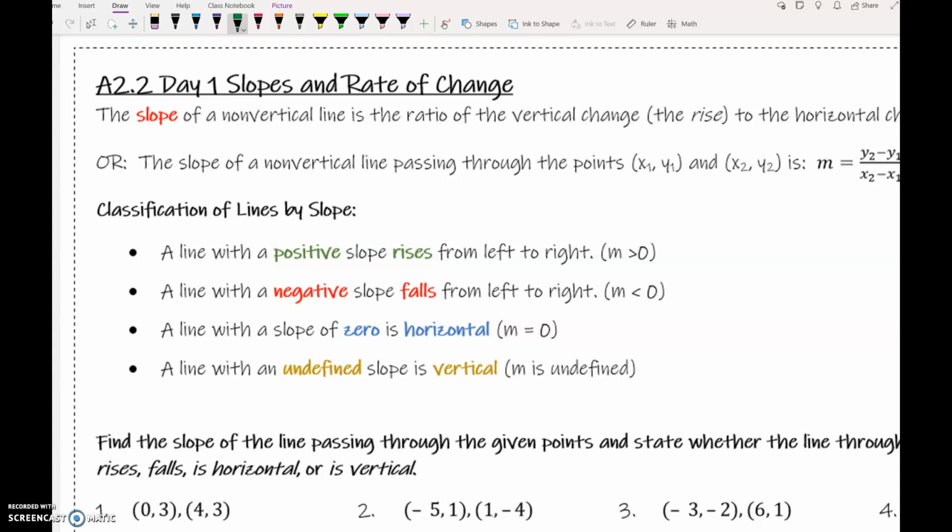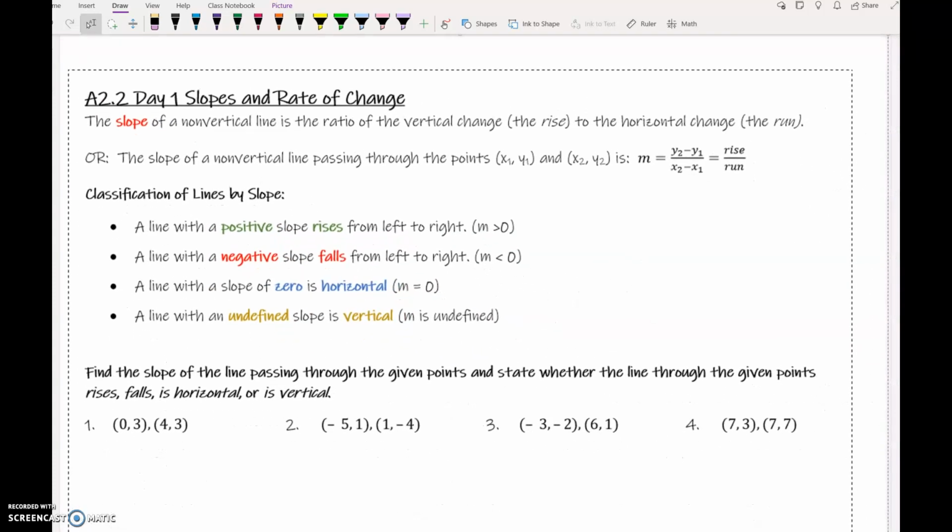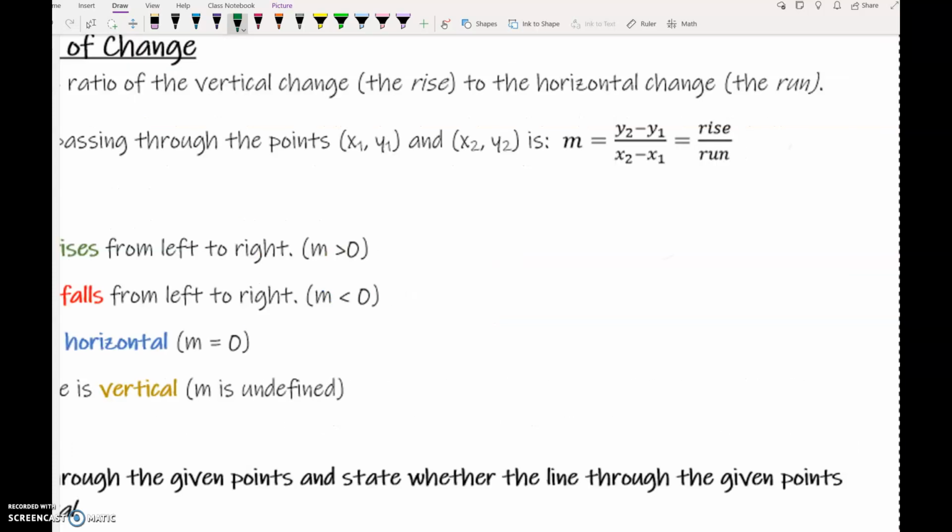Today we are talking about slope and rate of change. Slope is rise over run. Have you guys heard that multiple times in your life? Slope is also denoted by the letter m. So when you see y equals mx plus b, m is your slope. It's the rise over run.